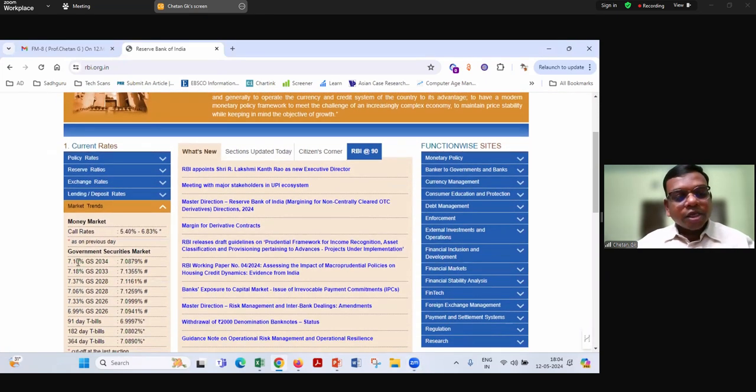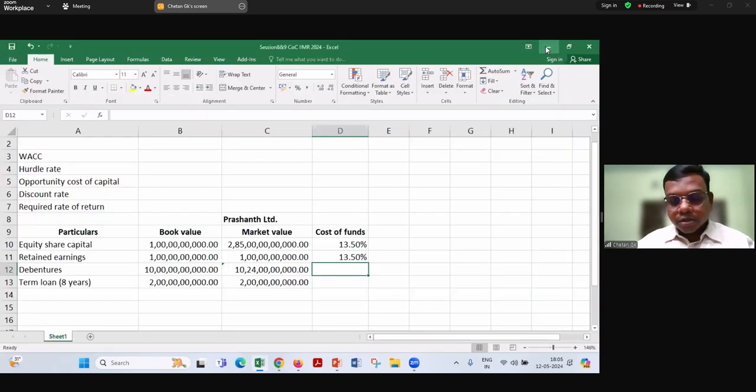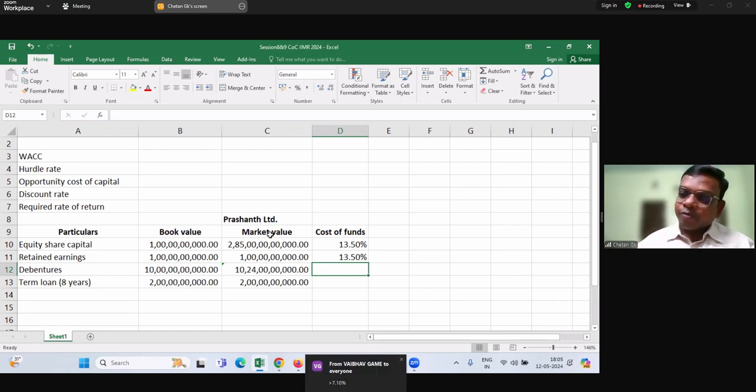So the 10-year government bond yield is 7.08%. Okay, now you got the reference rate. So now tell me how much debenture should be there. Nothing wrong or right here. We want to slightly move towards approximation. That's it. Some approximation we should be doing. It should be lesser than 13.5%, and it should be more than 7.09%.